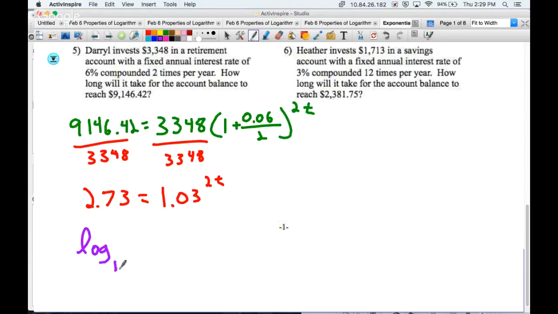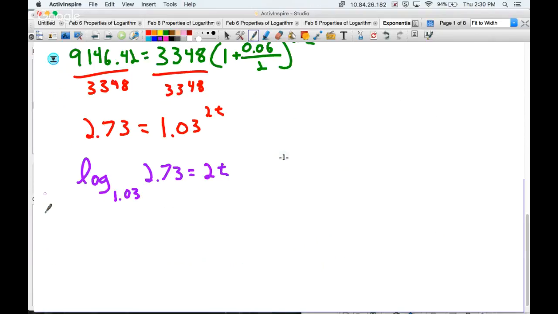So the base of the exponent becomes the base of the log. The number across becomes our argument. And the exponent is on the other side of the equal sign. This has a value. Now, if we have an older calculator, we have to use a change of base formula to solve for it. If we have a newer calculator, we can just plug this in. But if you need to use the change of base formula, this is equal to log base 10 of 2.73 divided by log base 10 of 1.03. And then I'll show how to plug that into the calculator.